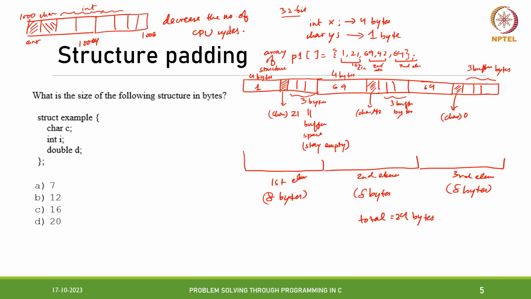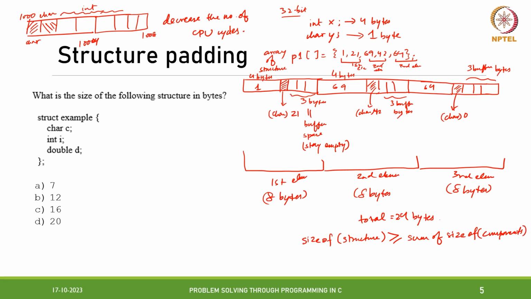So for each of the elements of this array, there will be 3 bytes of blank space. This occupies 5 bytes, and there will be 3 bytes of blank space. So that will give you a total of 8 bytes per element. There are 3 elements, so the total will be 24 bytes. Is it clear now? So this is called structure padding. Like I said previously also, the size of a structure is greater than or equal to the sum of the sizes of its components.